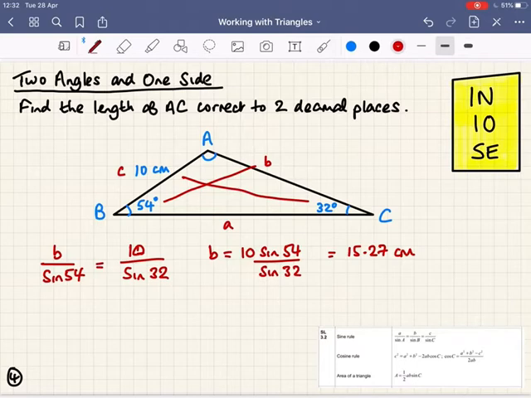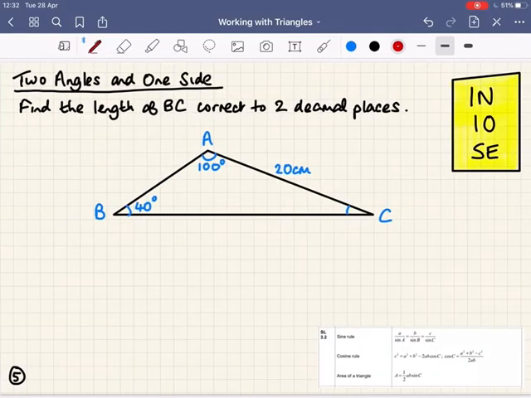Always easier to use the rule with the unknown on the top. It just makes rearranging it easier. Let's do a second example, just for good measure. So again, before I start trying to work this out, I want the length BC, and I'll label that. That is the side A, and I've got the side B, and I've got the angle B.